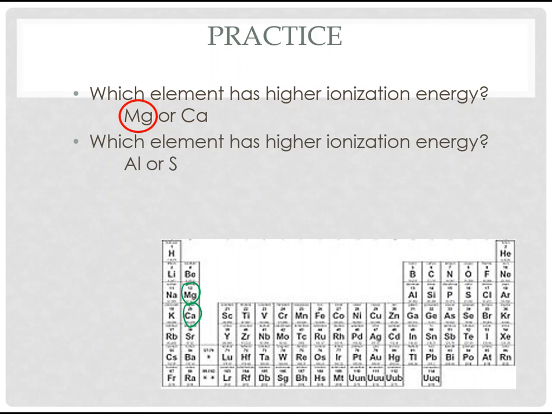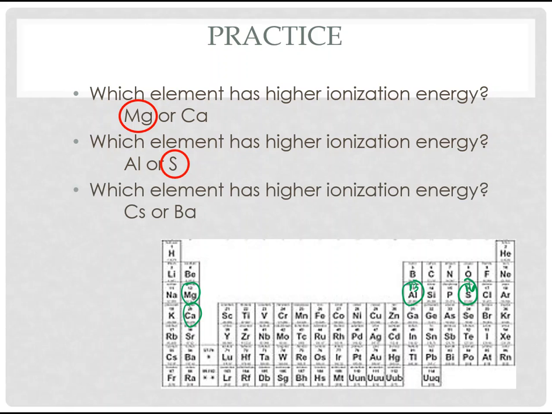Which element has a higher ionization energy? Now we're talking aluminum versus sulfur over here. Sulfur has 16 protons, whereas aluminum only has 13. Sulfur's going to hold on to that a little tighter. You need more energy to remove an electron.